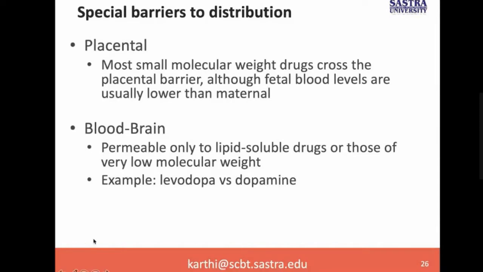One point that you have to keep in mind is that not all the drug molecules can reach the brain. Very important point, very important interview question. Not all the drug molecules can reach the brain because of the presence of a very special type of barrier called the blood-brain barrier.